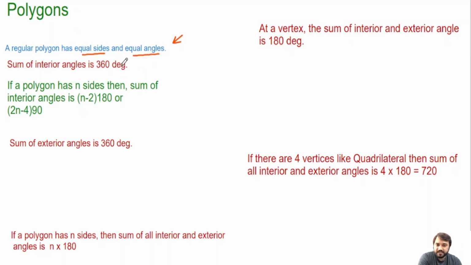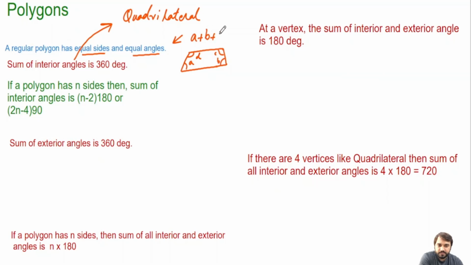Sum of interior angles is 360 degrees if we are talking about a quadrilateral, let's say. Basically here we are talking about the quadrilateral, a figure bounded by 4 sides. So we have 4 internal angles, A, B, C and D. The sum of all these angles, A plus B plus C plus D, would be equal to 360 degrees.